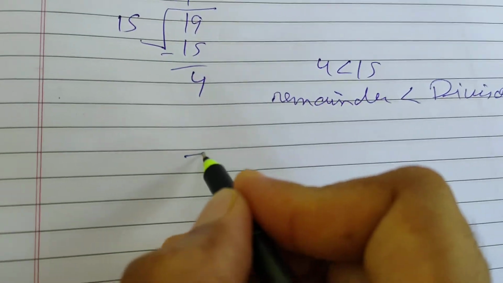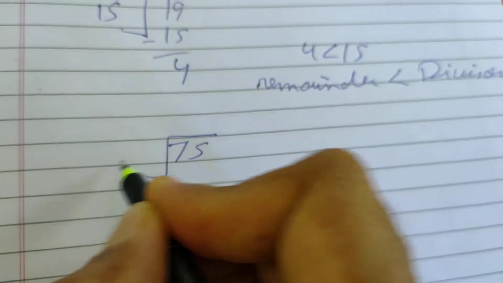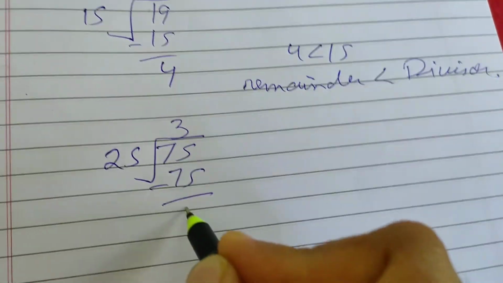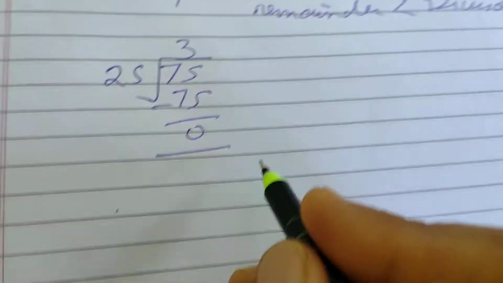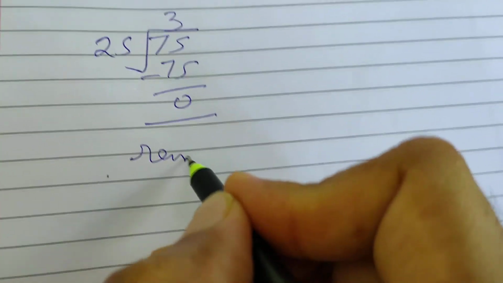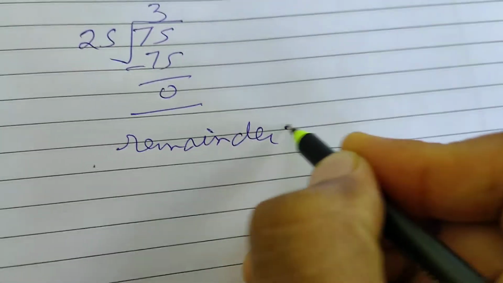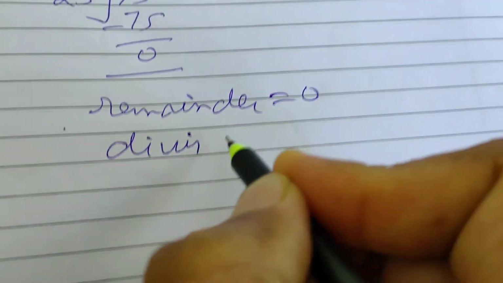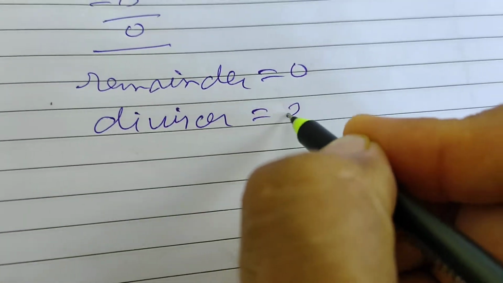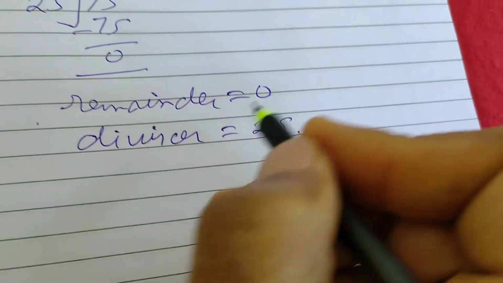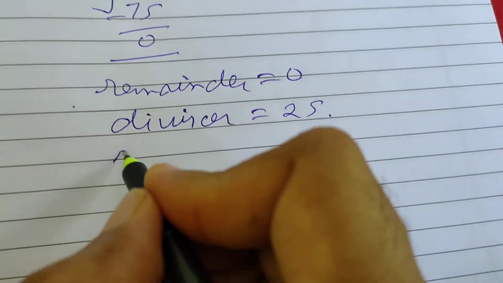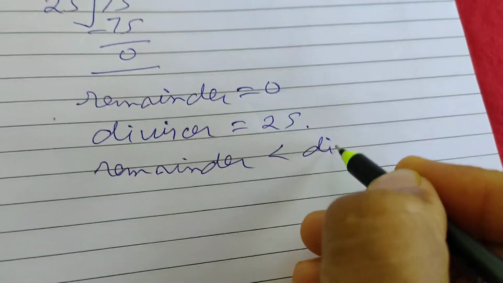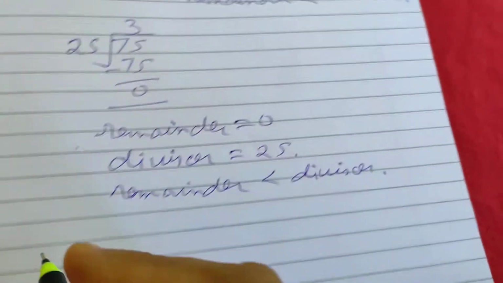Now let us take one more example. Suppose let us take 75 divided by 25. So what we get? 25 into 3 is 75, remainder is 0. So in this case the remainder is equal to 0 and the divisor is 25. So what we can see again is that the remainder is smaller than the divisor.